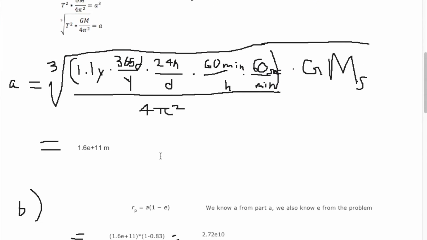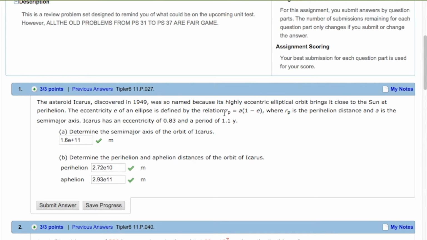Now, determine the perihelion and aphelion distances from the orbit of Icarus. This part is really easy. They give you the formula right here. Radius or distance perihelion equals a multiplied by 1 minus e.